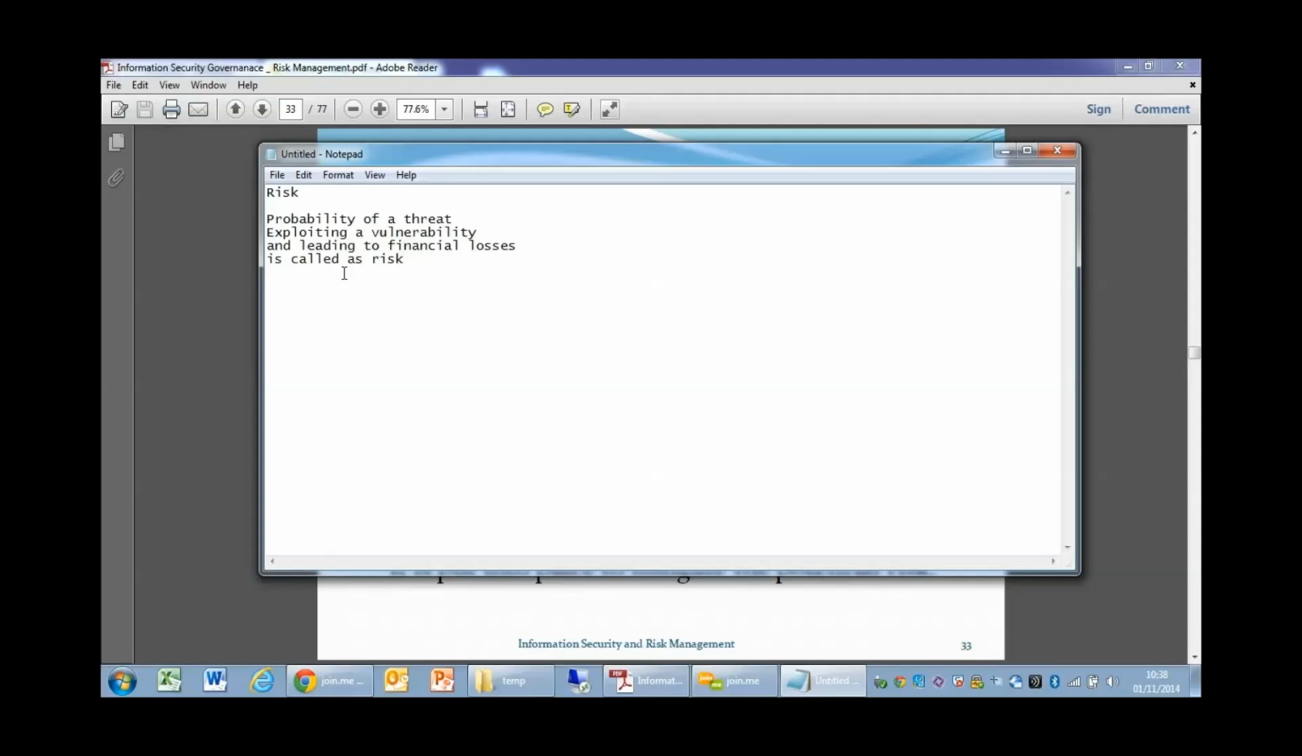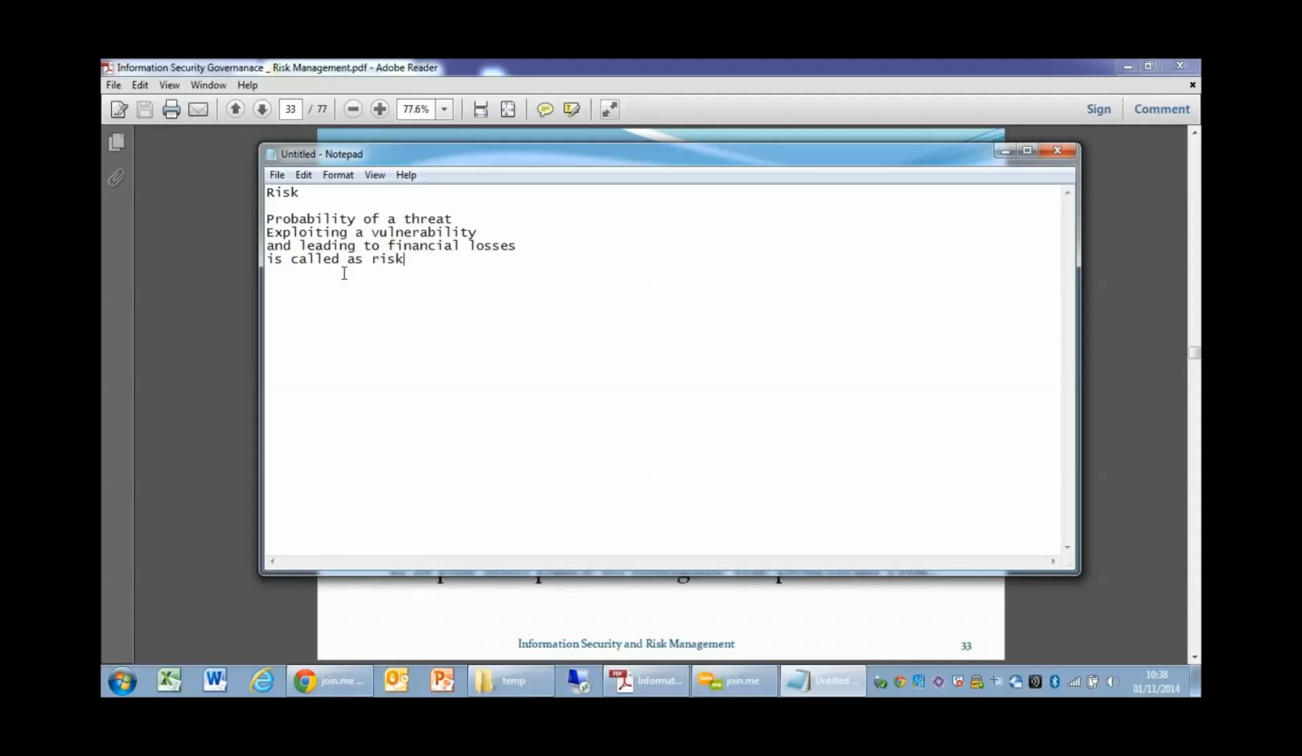It is the probability of a threat, an external agent, let's say fire, exploiting a vulnerability, meaning a weakness in the system, let's say pieces of paper in the data center, and leading to financial losses. Let's say your financial information servers are burned. This is called risk.